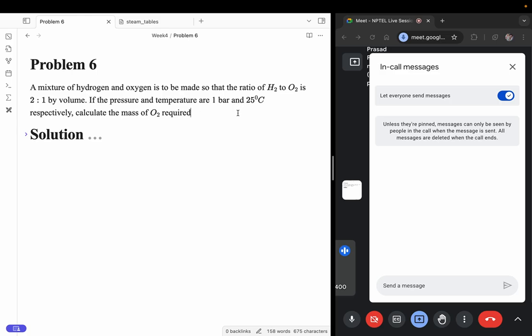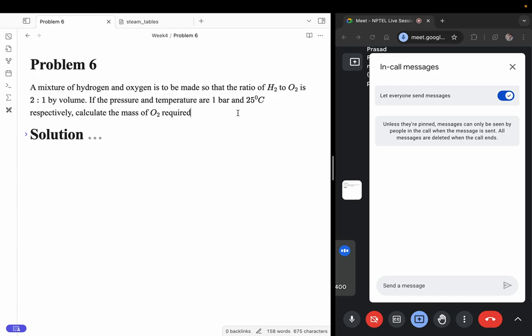Now instead of a gravimetric analysis, we have a volumetric analysis here. What do you mean by a volume ratio of 2:1? If you have a container, can I say that the volume of hydrogen to oxygen inside the container is 2:1? Can I say that if the volume of the container is 1 cubic meter, hydrogen is around 2/3 of a cubic meter and oxygen is 1/3 of it?